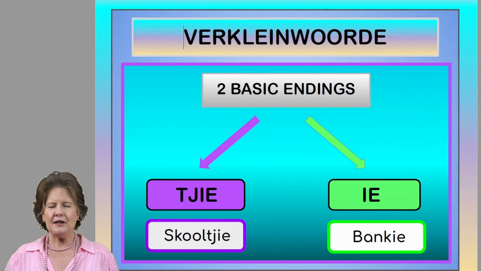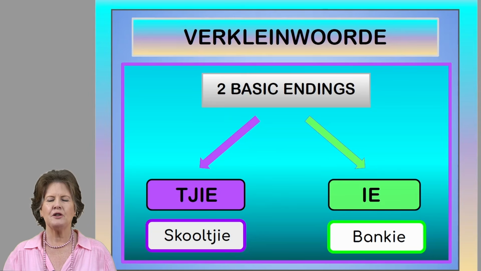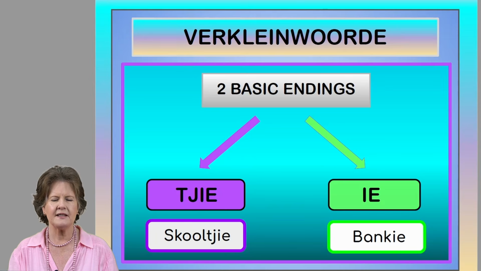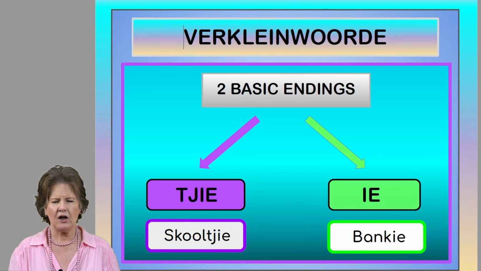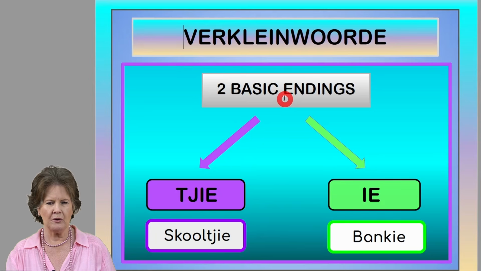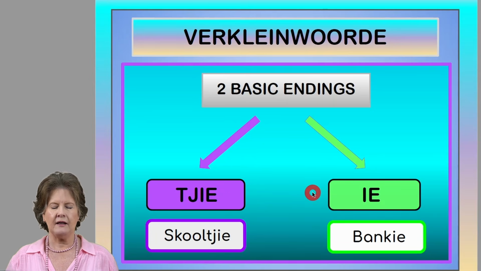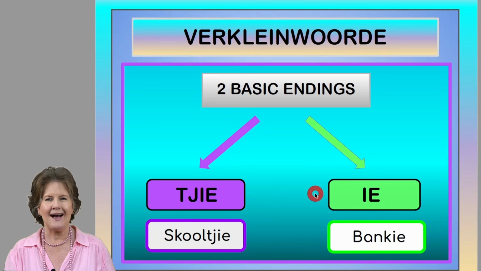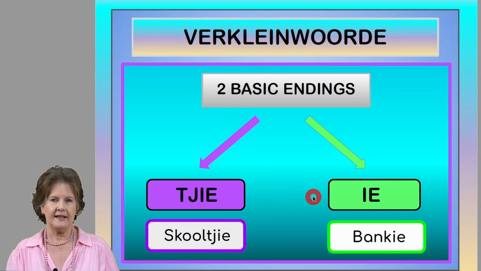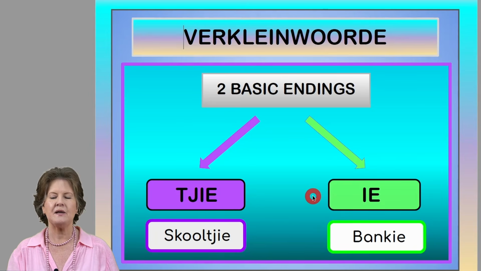Okay, today we are going to look at Verklein Woorde. That is how to make a word small in Afrikaans, and in English you call that diminutives. Now in Afrikaans we have two basic endings when we make a word small. We've got the TJIE or the IE. I want you to rather pronounce it to yourself. Say "kie" and "ie". Then it'll help you when you sort out your endings when you do assessments.